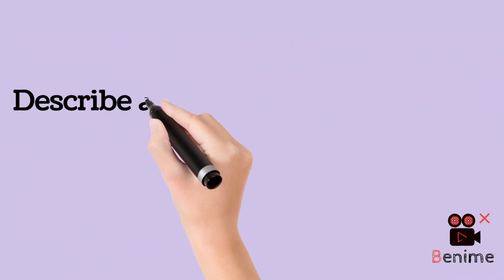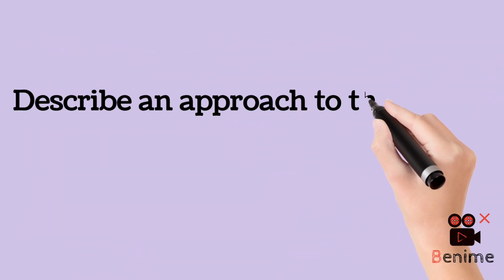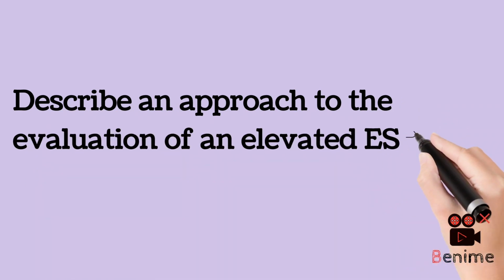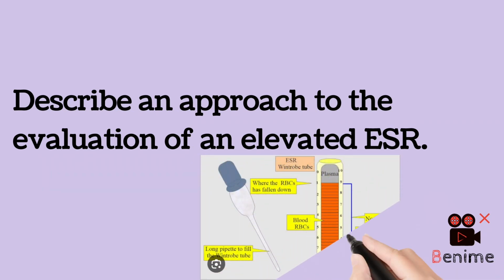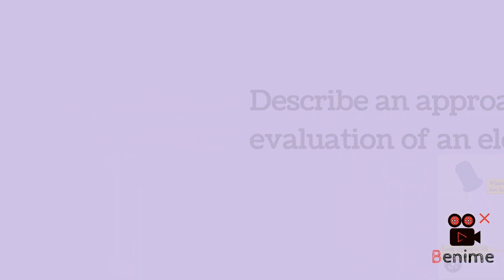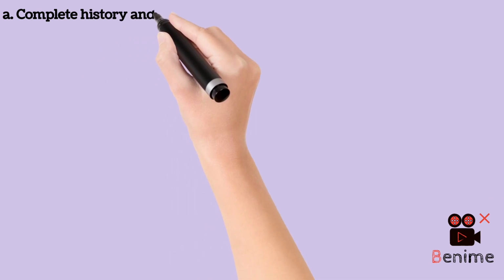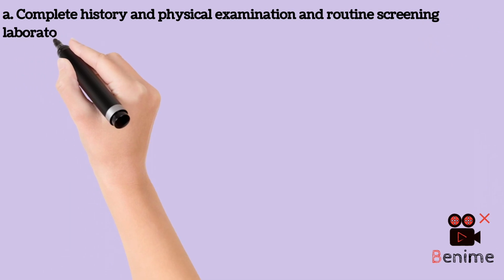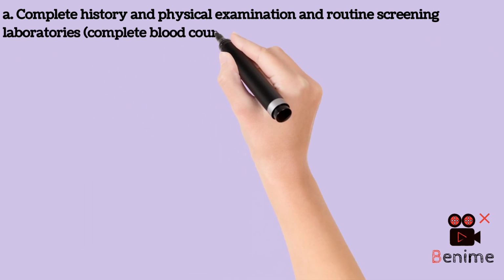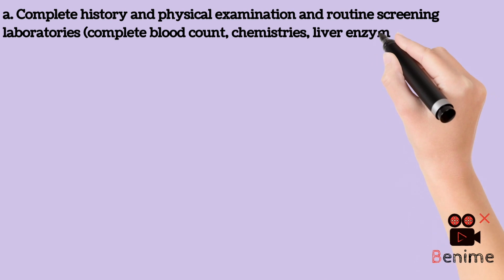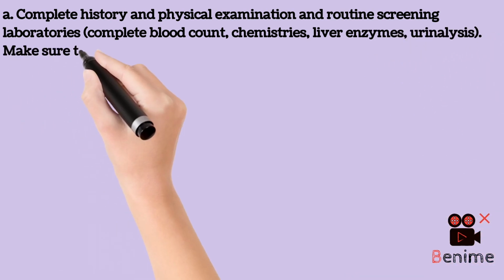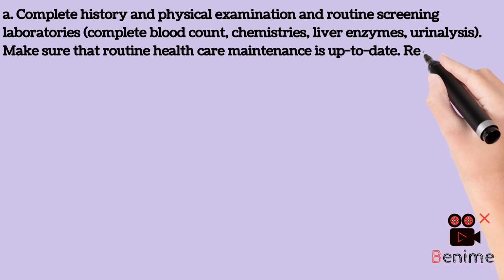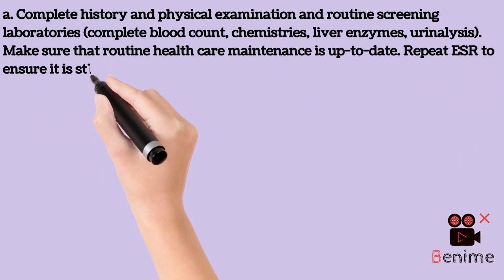Describe an approach to the evaluation of an elevated ESR. A. Complete history and physical examination and routine screening laboratories: complete blood count, chemistries, liver enzymes, urinalysis. Make sure that routine health care maintenance is up to date. Repeat ESR to ensure it is still elevated and there was no laboratory error.